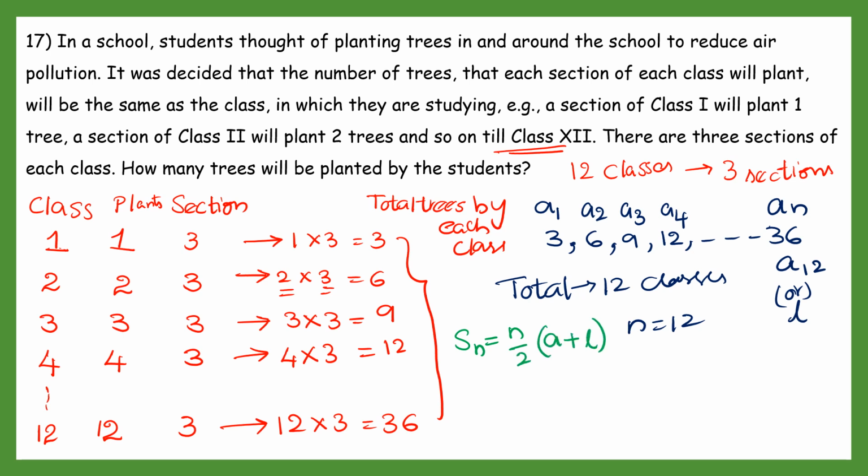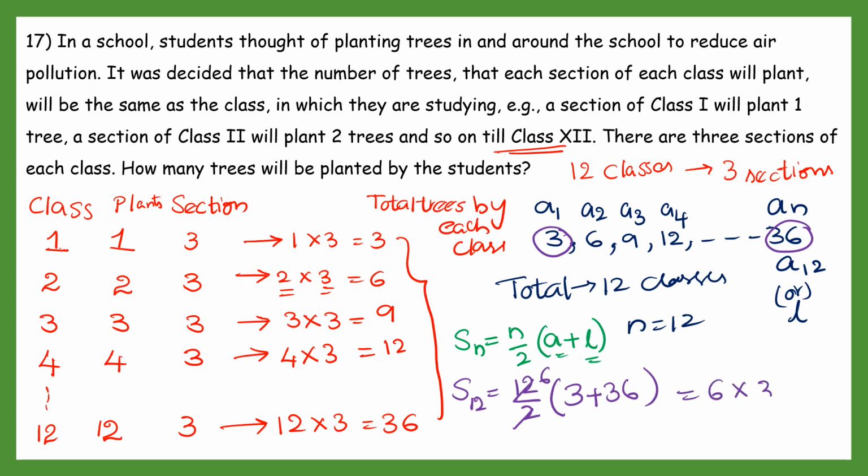A is the first term of the arithmetic progression, and L is the last term. If we substitute in this formula, n is 12. So S12 is equal to 12 by 2 into (first term A, which is 3, plus last term, which is 36). 12 by 2 is 6, and 3 plus 36 is 39. So 6 into 39 is 234. So the total trees planted by the students of the school is 234.